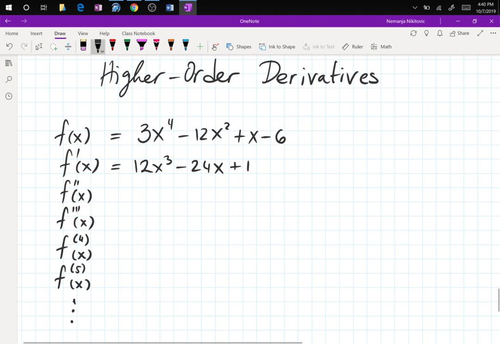x plus 1, because the derivative of x is 1. Yes, the derivative of negative 6 is 0. So now for the second derivative, and this is where we start studying our higher order derivatives, we take the derivative of the first derivative to get to the second derivative, and that's going to be 36x squared minus 24, and then the derivative of 1 is 0.